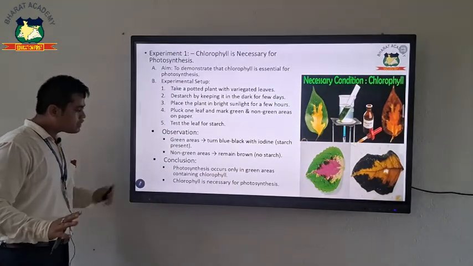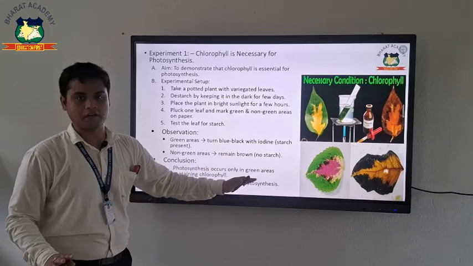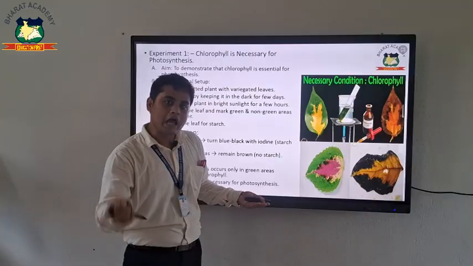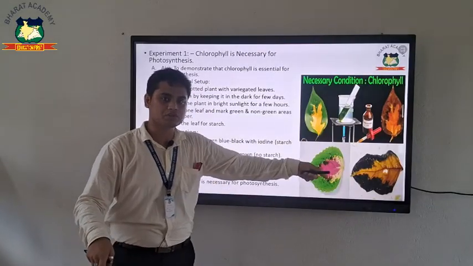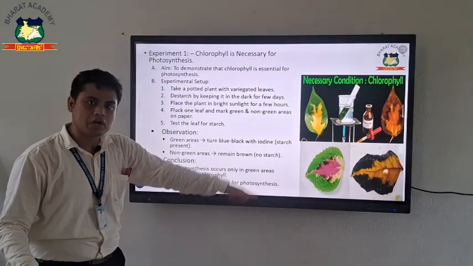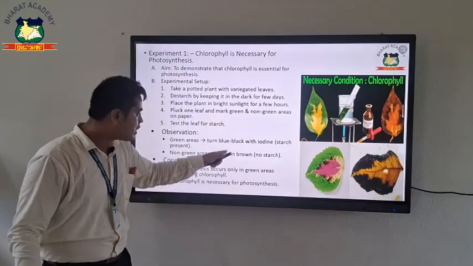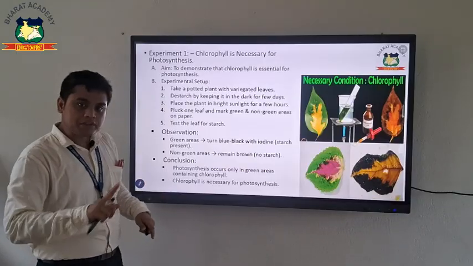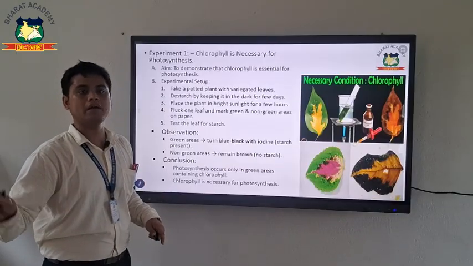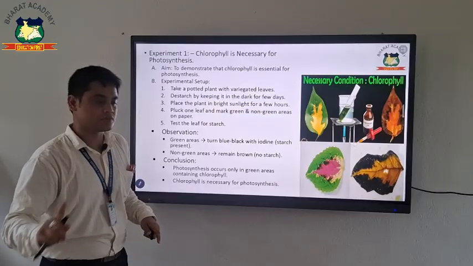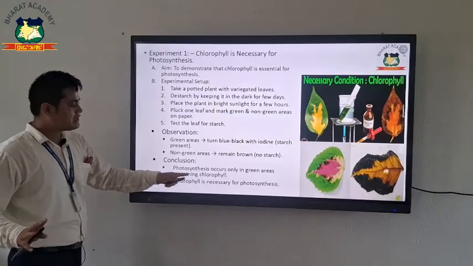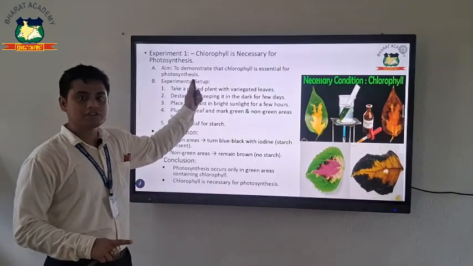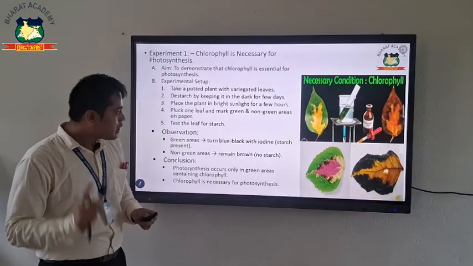Conclusion. What will be the conclusion? Photosynthesis occurs only in green plants. We all know that photosynthesis requires one thing, that is chlorophyll, and chlorophyll can be found only in the green portion of the plant. That's why starch formation occurs there, and where starch formation occurs, it shows a blue-black appearance. And where the chlorophyll is absent, there is no blue-black appearance, because there is no starch formation. Chlorophyll is necessary for the photosynthesis. So in this way we can prove that chlorophyll is the vital factor for photosynthesis. Now come to the next slide.